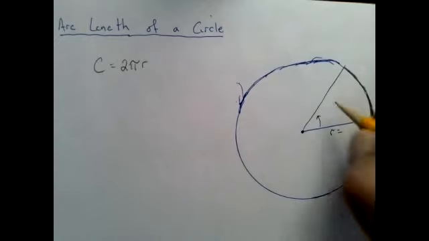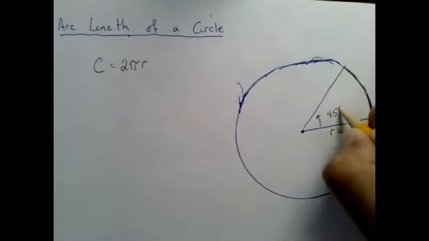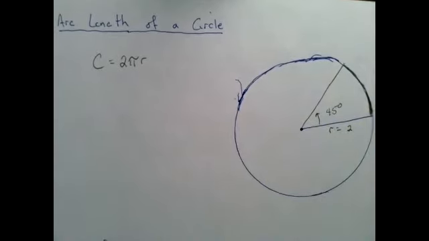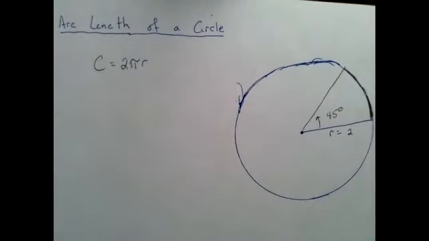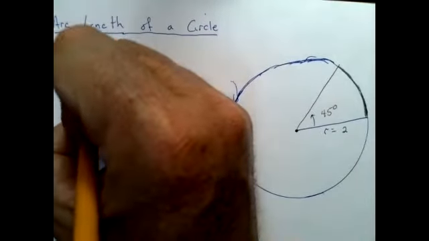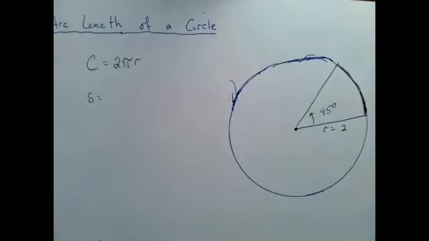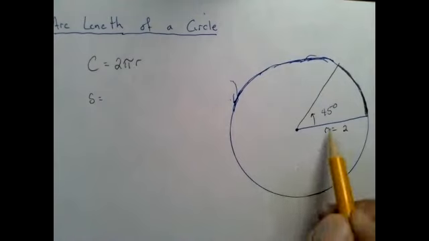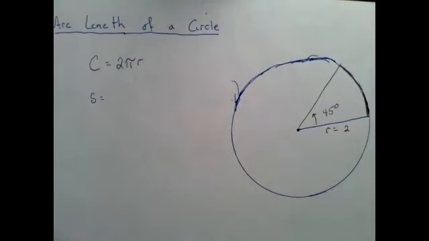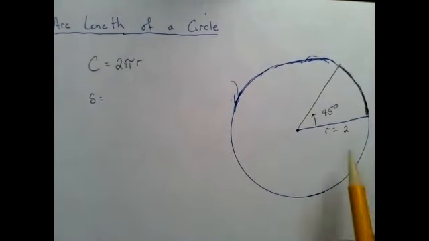Well, let's say this is 45 degrees, and I have a radius of 2. All right, no, that's not right. That's not going to help me. I need to find arc length. Arc length is denoted by the letter S. Okay, that's good. I don't have 2 pi. Instead, I have 45 degrees. But I do have R.